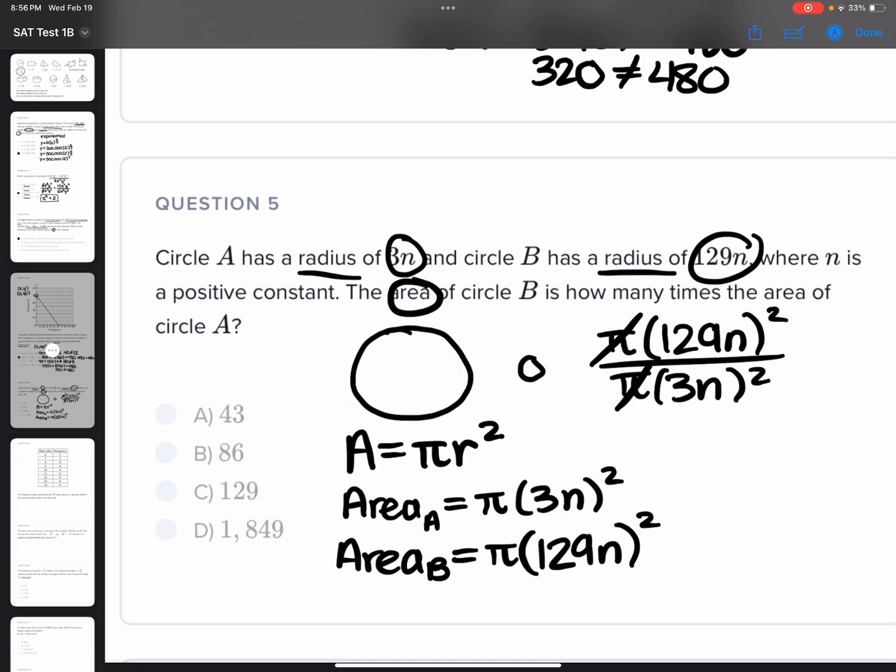And this is a personal note. If you are just dealing with this problem, you don't need to consider n, because in the end, when you square this entire thing, it will result in n squared. And both B and A will have n squared. So essentially, you can cancel them out right now. You don't really want to worry about that. You're trying to worry about the constant in front, 129 over 3, because we are given that. So essentially, we're just trying to see how many times 129 squared is bigger than 3 squared.